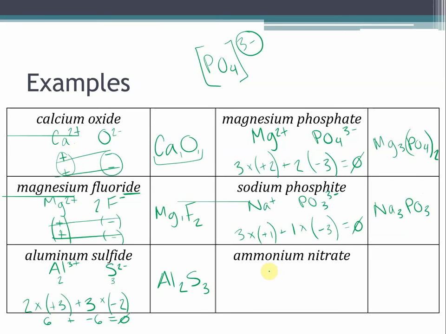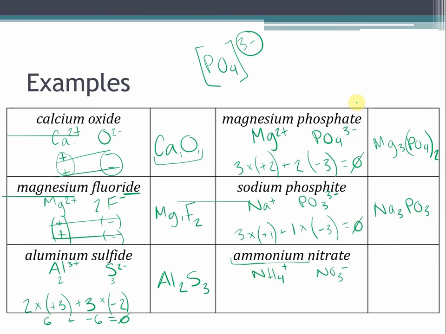Number 6, ammonium nitrate. Ammonium is a polyatomic ion. You have not learned it yet. The reason I want to show you this problem is because ammonium is NH4+. It is the only polyatomic cation that you are going to learn all year, so I want you to see it now. Ammonium is NH4 plus, nitrate is NO3, 1 minus.